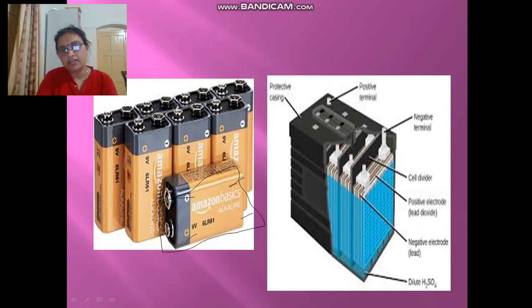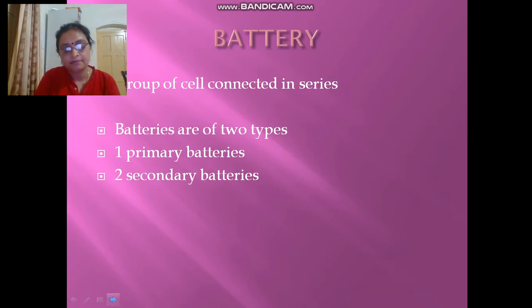This battery we call a lead storage battery. This lead storage battery we use in our vehicles, four-wheelers. So these are a few images. Now, what is a battery? This is the question. A battery is a group of cells connected in series.